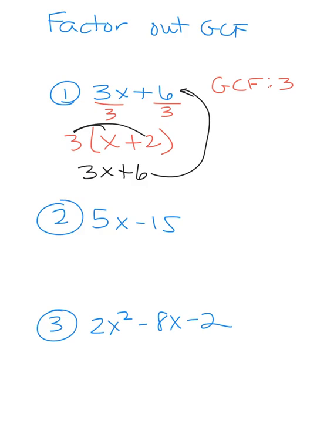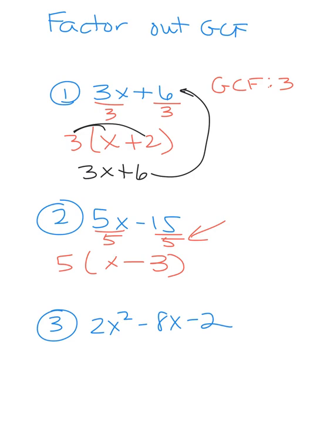In number 2, I'm going to do the same thing. Looking at 5x minus 15, the greatest common factor is 5. So if it helps you to divide, you don't have to, but if that part right there visually helps you, you should definitely do it. So 5x divided by 5 gives me x, minus 15 divided by 5 gives me 3.